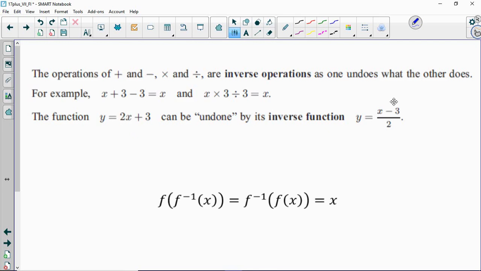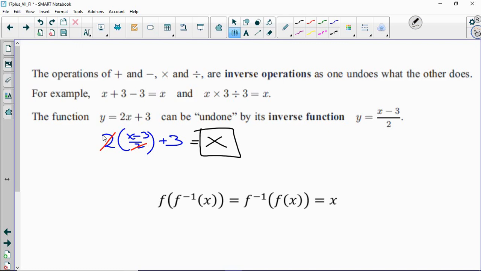And they undo each other because if I were to make a composition of the two, for example, if I put the second one into the first, I'm going to have 2 times (x minus 3) over 2, plus 3. Since I'm multiplying by 2 and dividing by 2, those 2's will cancel out. And now I have x minus 3 plus 3. Well, that's all just equal to x. It undoes it, and it just gets us back x alone.